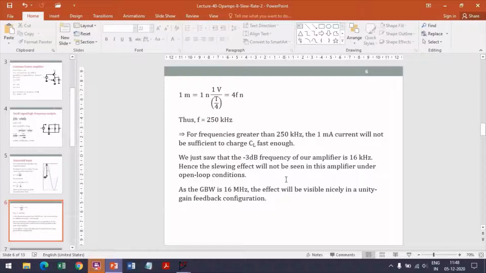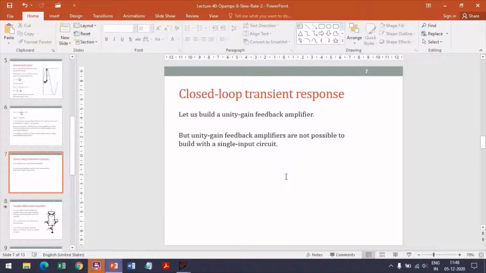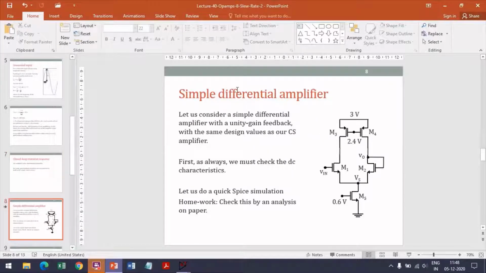Alright, so having said all that, we have an amplifier that is a single input amplifier, but it is not possible to put a single input amplifier in unity gain. So we need to build a two input amplifier from our circuit. The simplest thing we'll do is build a differential amplifier with the same numbers that we used for M1, M3. We add M2, M4 and build a differential amplifier and put this in a unity gain feedback configuration, which is this. If we short the gate and drain of M2, this is a unity gain feedback differential amplifier.